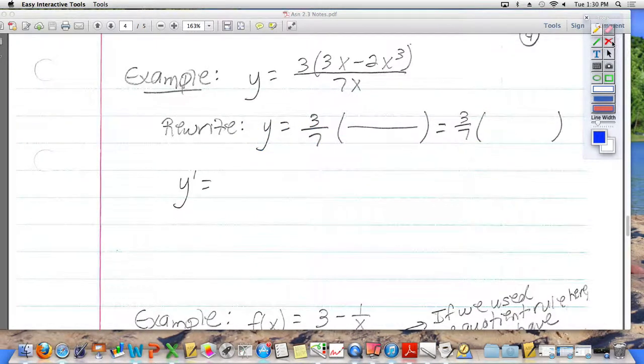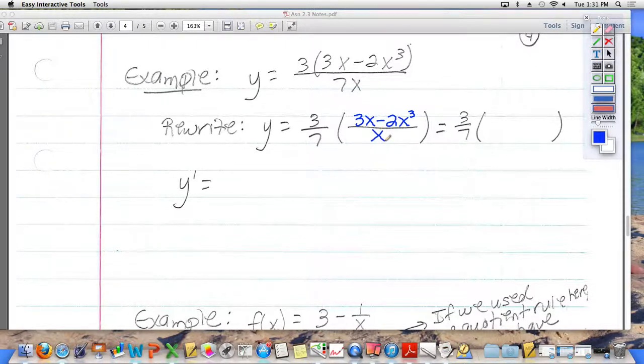All right. Next example, we have 3 times the quantity 3x minus 2x cubed over 7x. Well, you see this 3 out front and the 7 on the bottom? I pulled that out. When I pull that out, what am I left with on the top? Kind of an easy one. 3x minus 2x cubed. What do I have on the bottom? x. You have an x on the bottom.